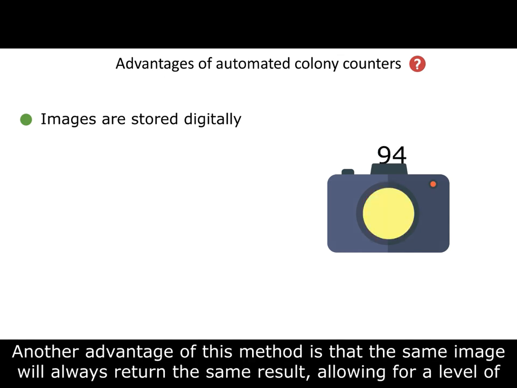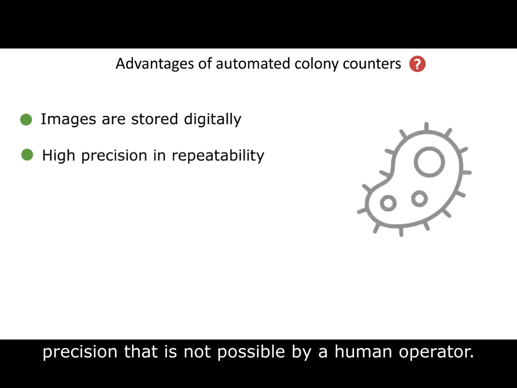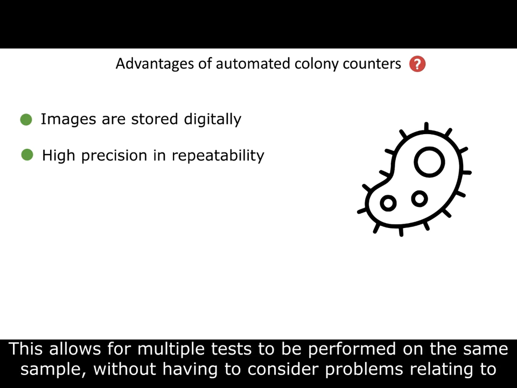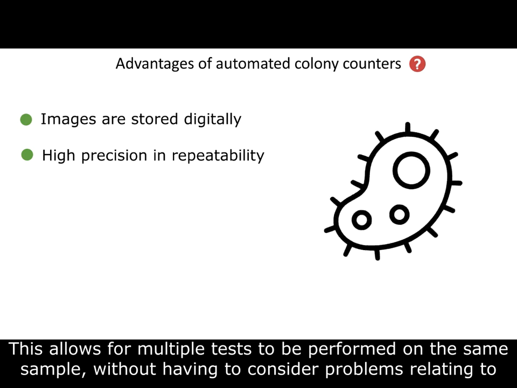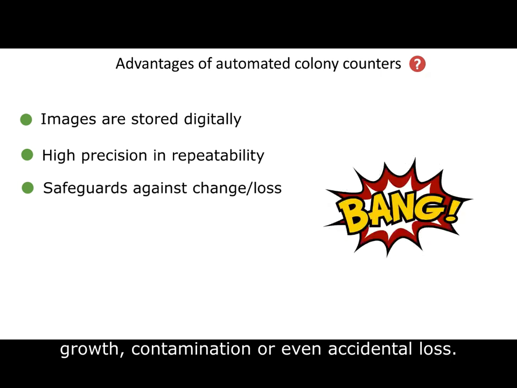Another advantage of this method is that the same image will always return the same result, allowing for a level of precision that is not possible by a human operator. The results measured from these digital images will be the same today, tomorrow, or even in 6 months' time. This allows for multiple tests to be performed on the same sample without having to consider problems relating to growth, contamination, or even accidental loss.